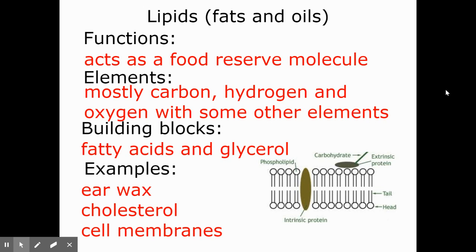Some examples: that's a lipid, that's a fat. Cholesterol. You've heard of cholesterol. It can build up inside your arteries and clog them up and all that kind of stuff. And the cell membrane, that's a fatty layer. You can see a little diagram there showing the lipid cross-cut with a protein, and then the carbohydrate attached to that. You can see that the lipid has a head and a tail, and it's a double layer.